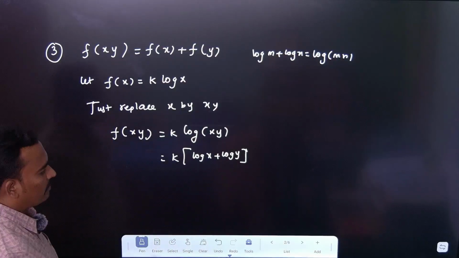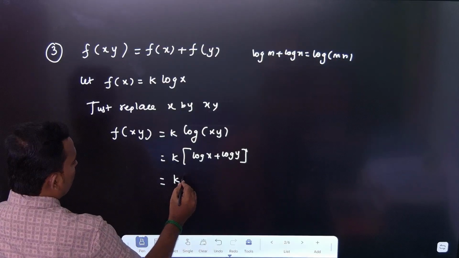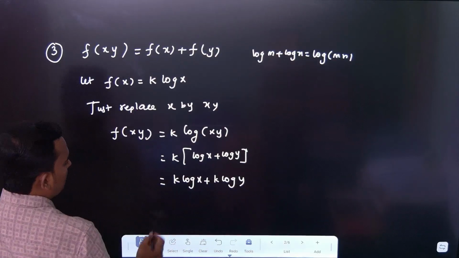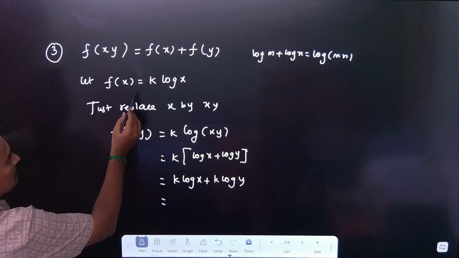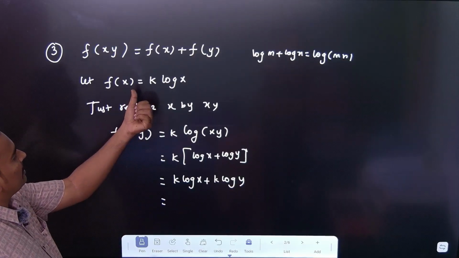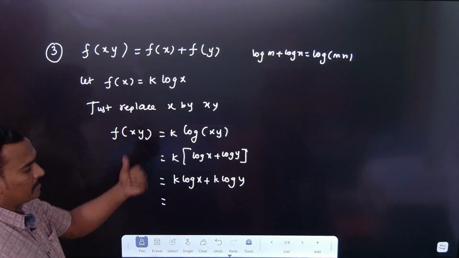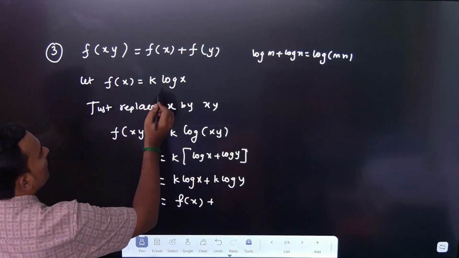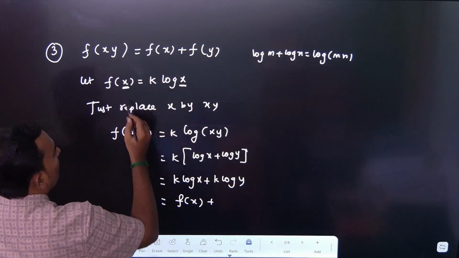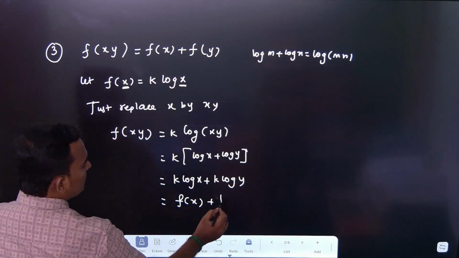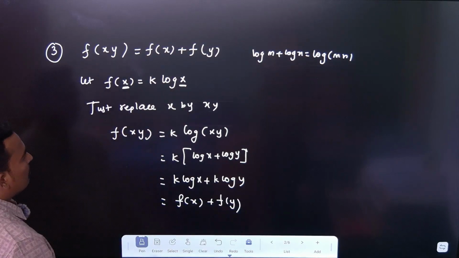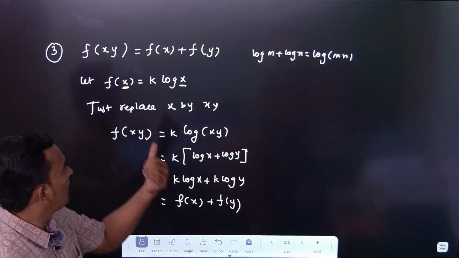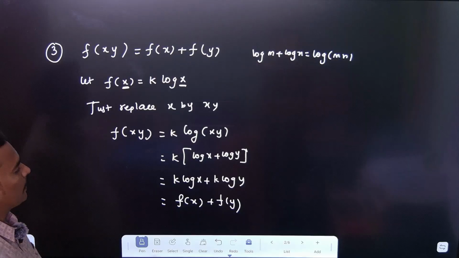I hope everyone understands, right? So multiply k inside: k times log x plus k times log y we can write. So what is f of x here? We chose k, f of x is k times log x, right? So this is f of x. Here k times log y: x is there means x is there, y is there means y would be there. So this is f of y. So therefore, the product changes to addition means which function is suitable? The logarithmic function is the only one suitable here. Okay, next.